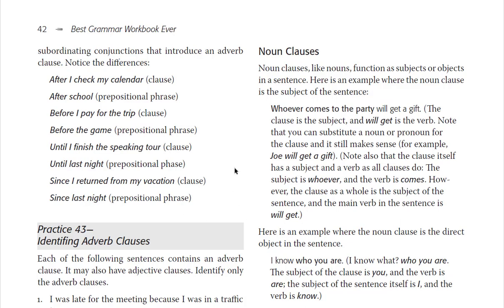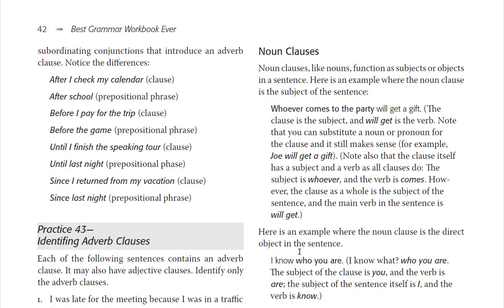Okay, so basically they're saying whoever comes to the party, this whole thing is the subject of the sentence. And this is a clause that's used as a noun because it's used as a subject. Whenever you use something as a subject or an object, then it's being used as a noun. So that's a noun, and this is known as a noun clause.